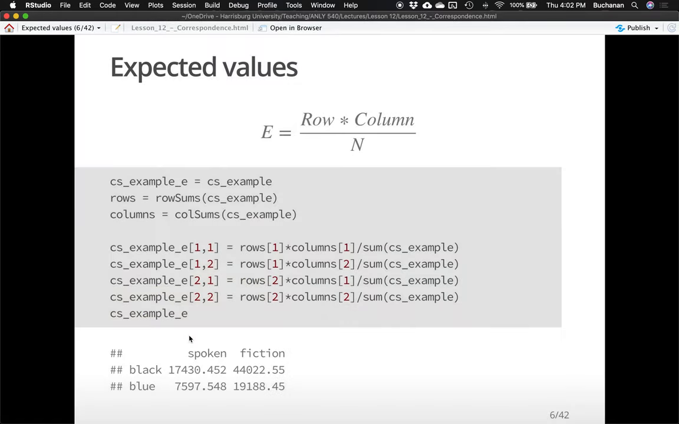What that does is it marginalizes, meaning I now have an expected value that controls for the fact that black is just more frequent overall than blue. So we don't necessarily expect to split this 25% in each box, because we already know that black is just a more frequently occurring word than blue. I remember at the beginning of the semester, I said, if you don't know the answer, it's frequency. And that's really true here for chi-square.